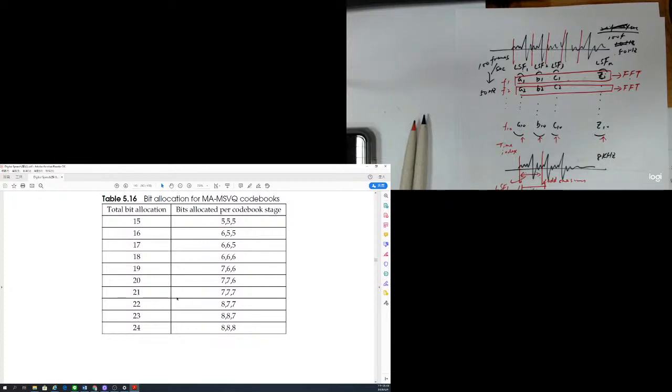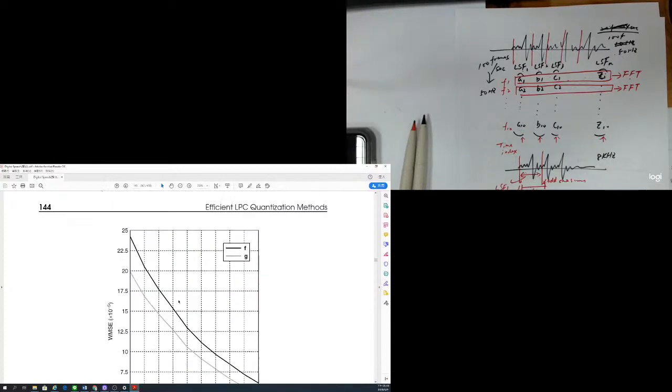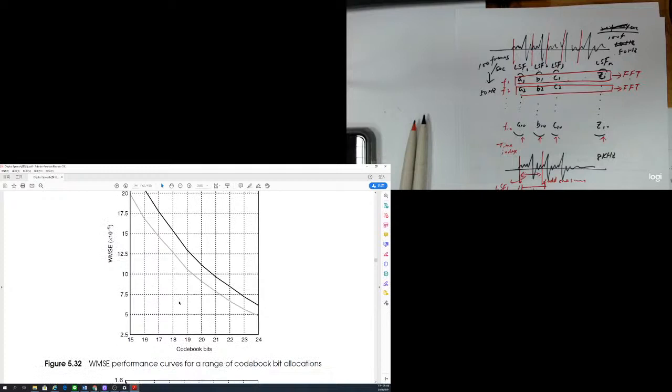So another one is bit allocation. They try to show you a different version.